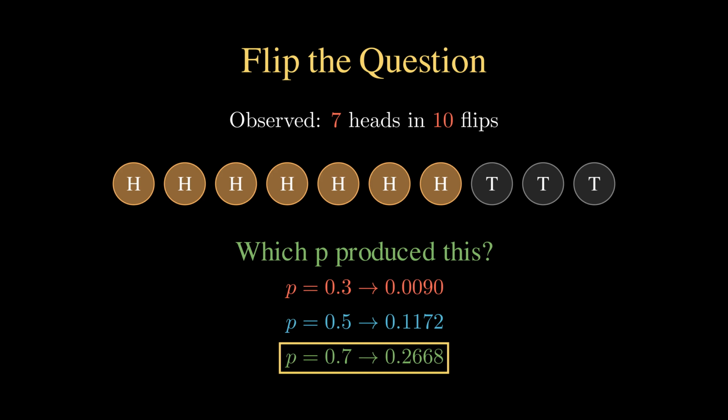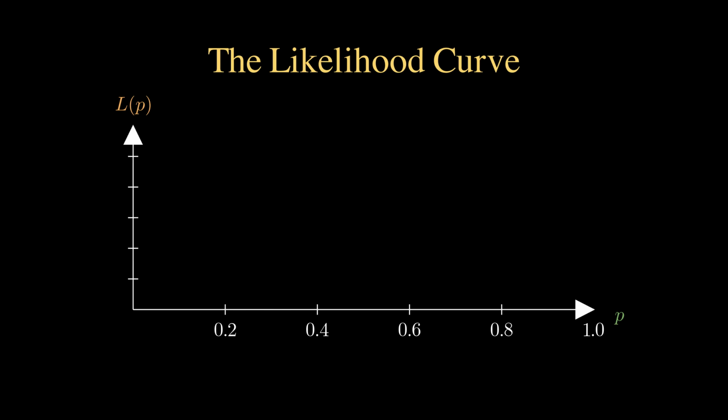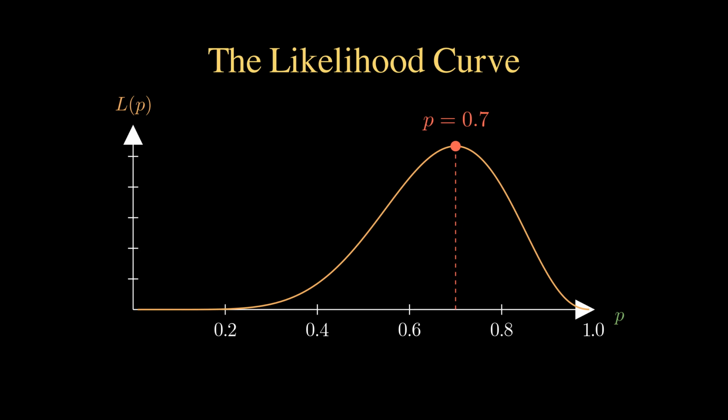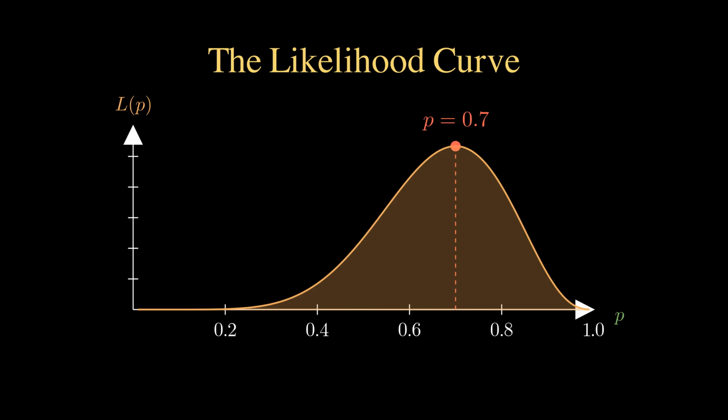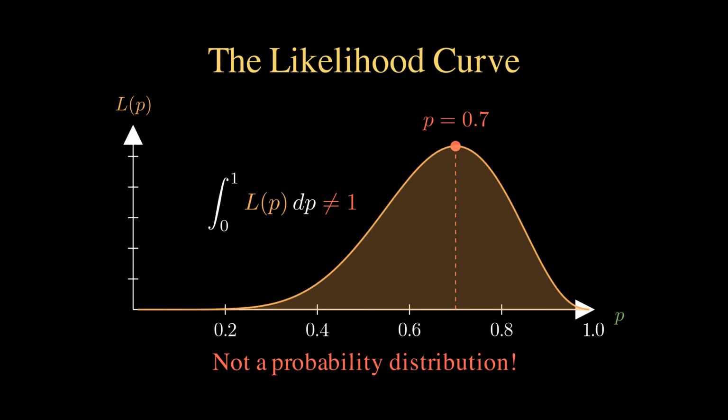Instead of checking just a handful of values, let's plot this for every possible P between 0 and 1. This is the likelihood function. For each value of P on the horizontal axis, the height tells you how plausible that P is, given that we saw 7 heads out of 10. Notice the peak sits right at P equals 0.7. But here's the crucial thing. If you compute the area under this curve, it does not equal 1. The likelihood function is not a probability distribution. It doesn't tell you the probability that P has a certain value. It tells you how well each value of P explains the data.